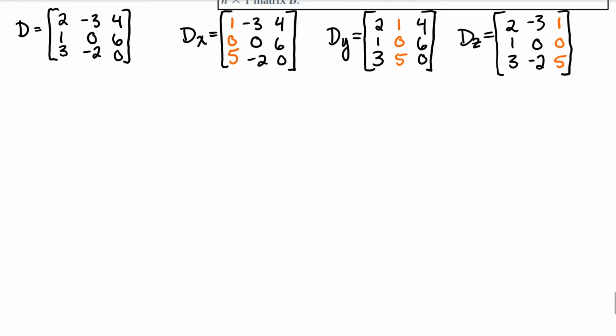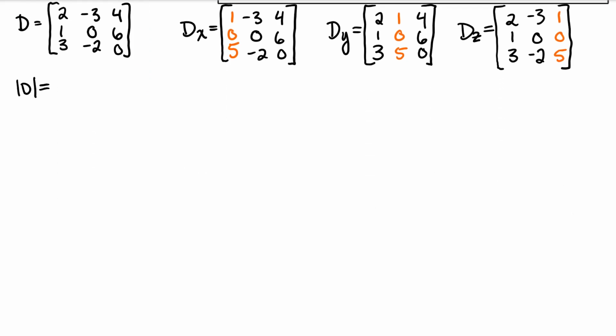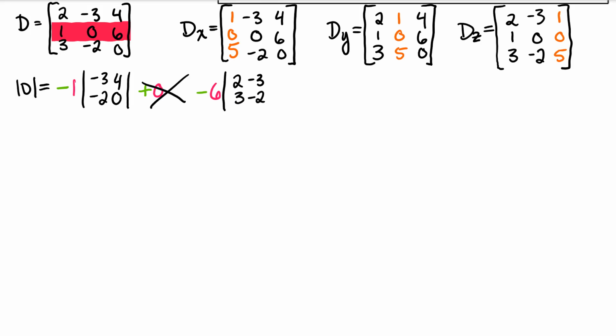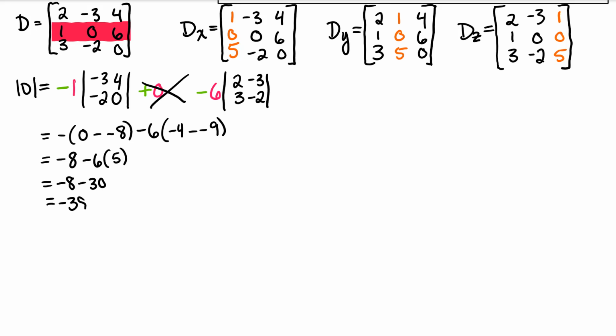For the determinant of the coefficient matrix, I decided to expand along the second row since there's a 0 and a 1. The signs of the second row are negative, positive, and negative. The numbers are 1, 0, and 6. Remember, 0 times anything is 0, so I don't need to figure out that 2x2 determinant. Now find the determinants and simplify. The determinant of the coefficient matrix is negative 38.